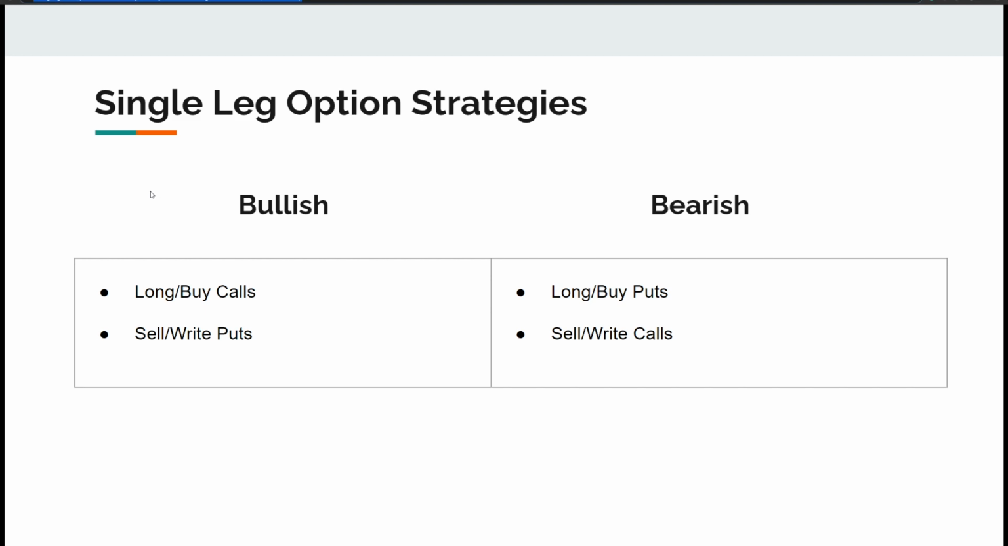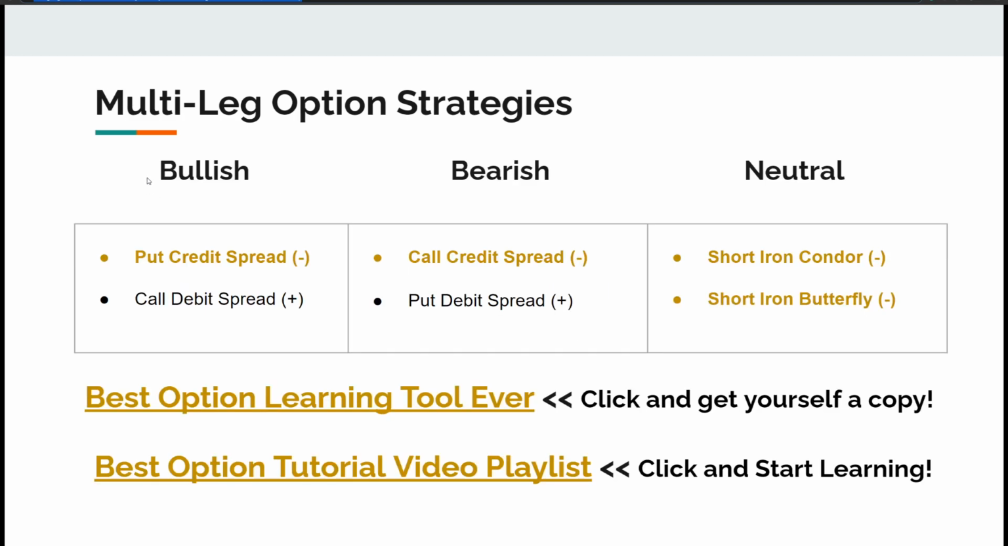I learned a lot. All right, here's the best part of this presentation: multi-leg option strategies, bullish, bearish, neutral. When I say neutral, it means that's the strategy where you are hoping that the stock will not move much, right?